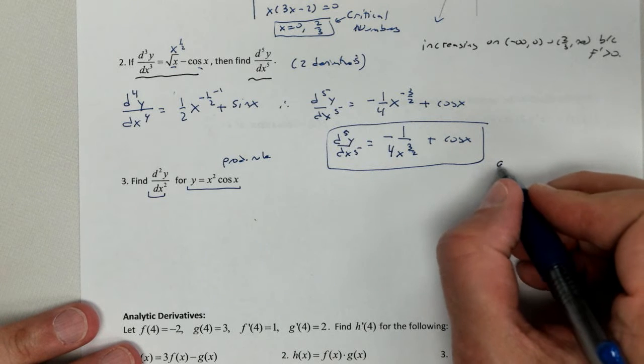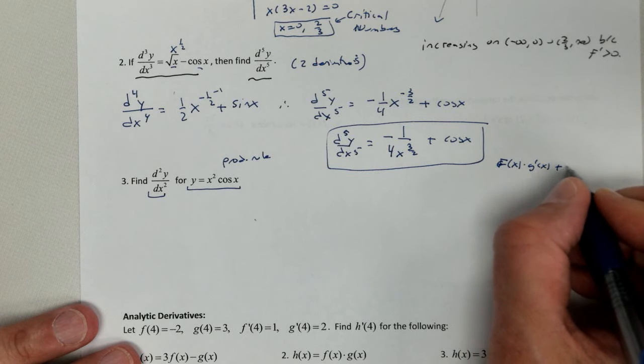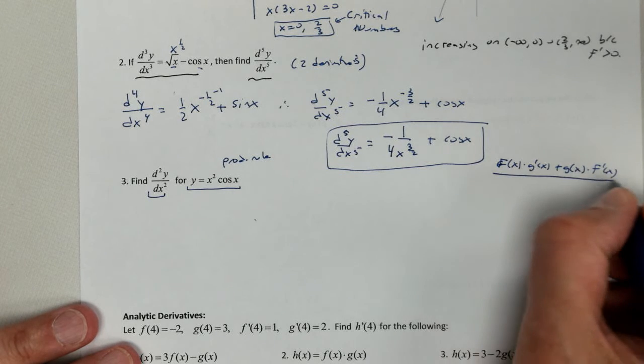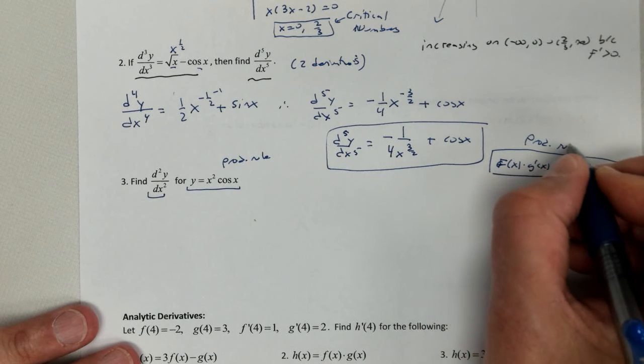This is going to be the first function times the derivative of our second plus the second function times the derivative of our first. There's our product rule right there. All right. That's our product rule. That's what we're going to be doing right now. So let's have some fun here.